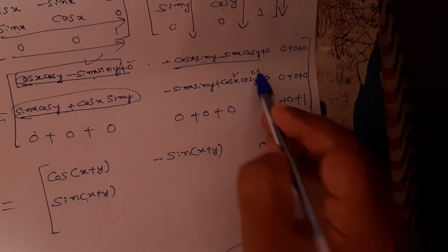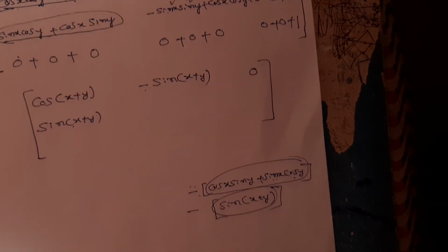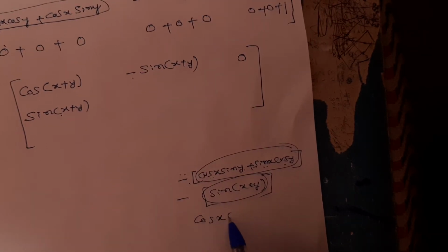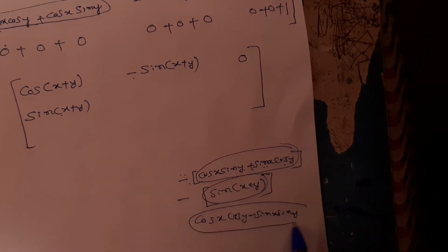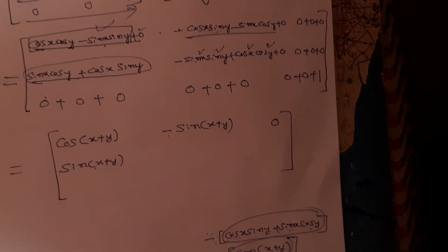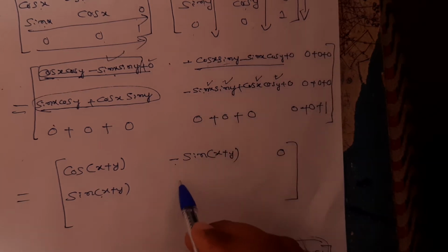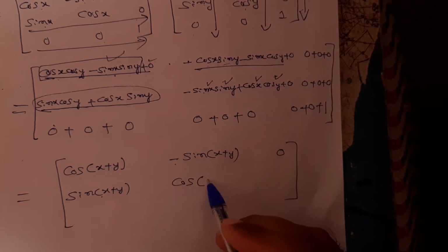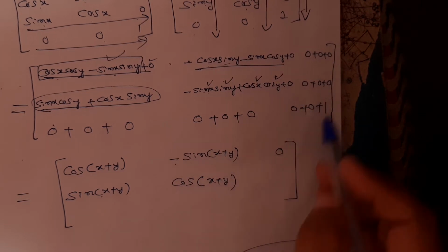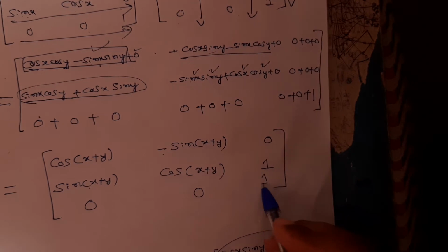Then here, cos x cos y minus sin x sin y. So what is this formula? This cos x cos y minus sin x sin y is nothing but cos of x plus y, the cosine sum formula. So I can replace this whole thing by cos of x plus y. Then this will be 0 plus 0 plus 1, that is 1. So this is 0, 0 and this will be 1.